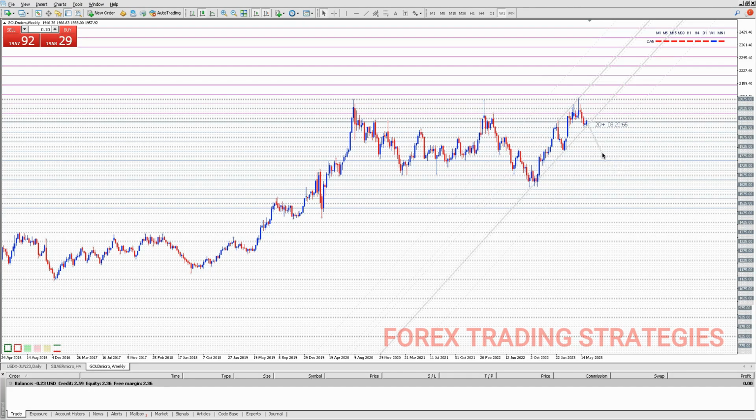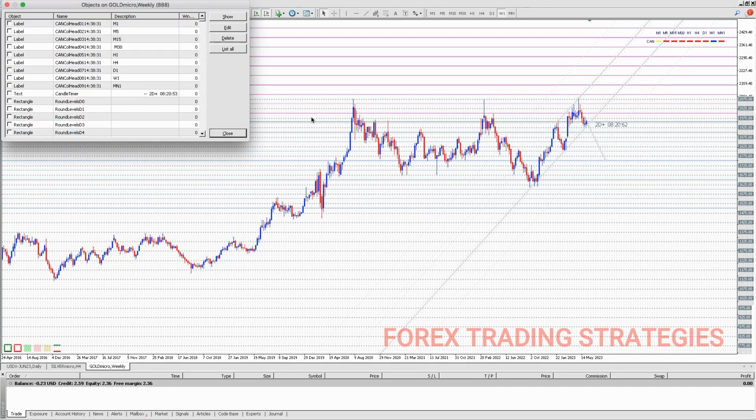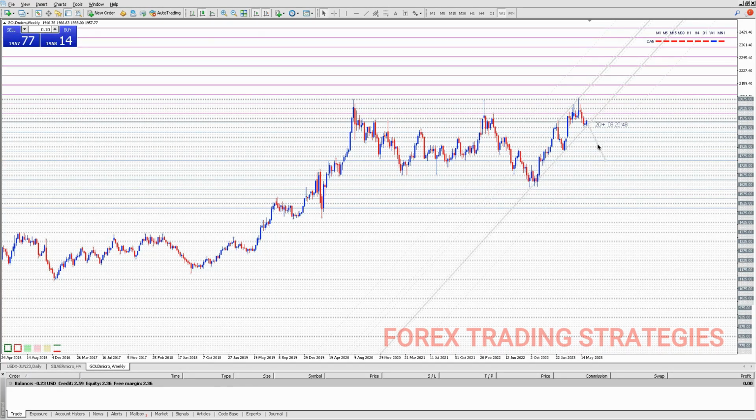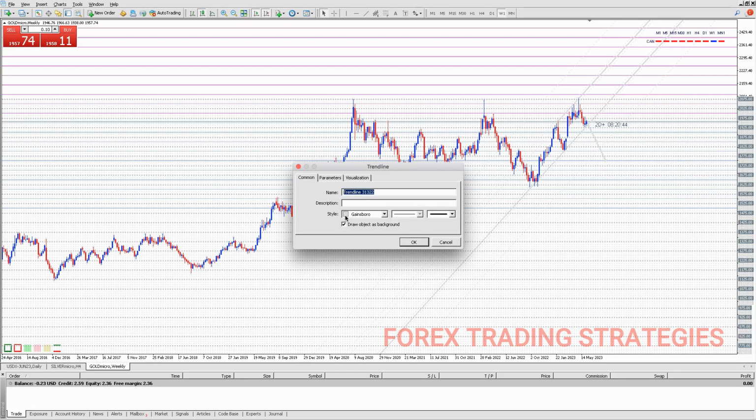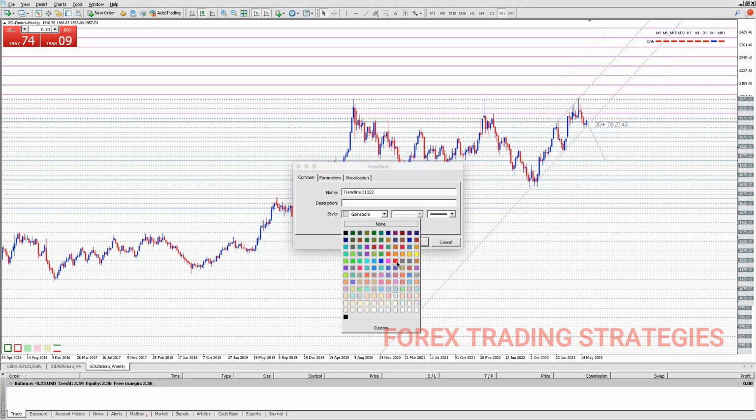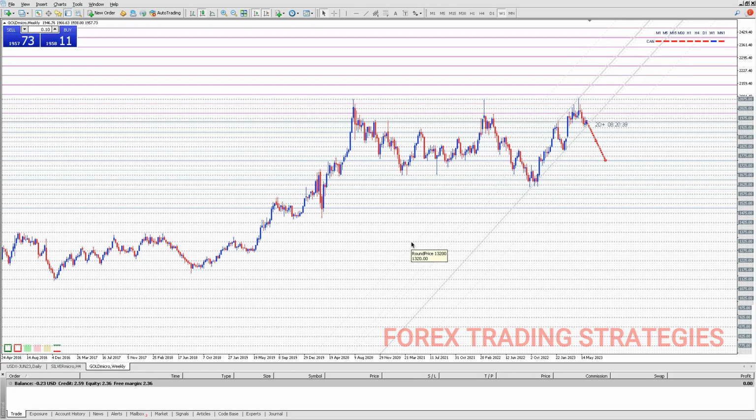Maybe let me just change color on this so that it's visible. How is that? I think it's now visible. So if gold were actually to break out of this channel here, we would see a massive drop. This is on the weekly time frame.